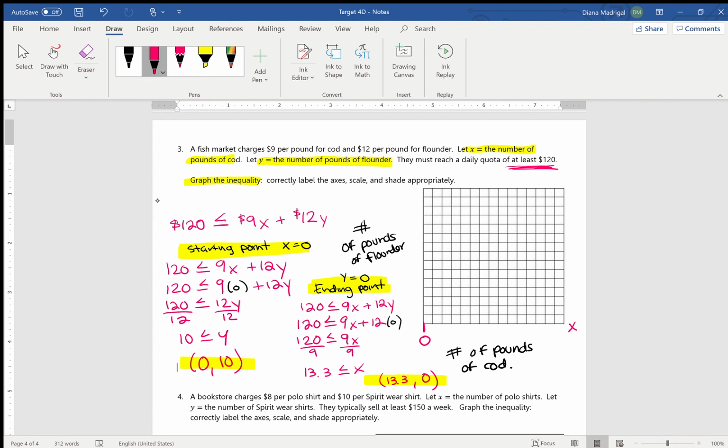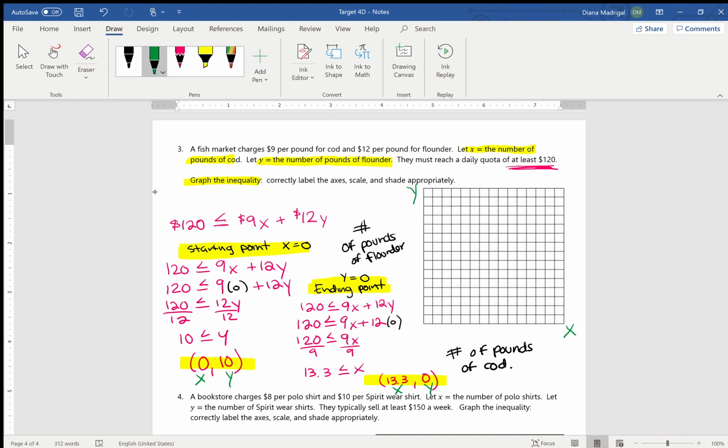I'm going to change my color here. I'm going to put green. So I need the scale numbers for x and the scale numbers for y. You're going to use those two coordinate points that you found, the starting point and the ending point. Again, these are the x values, and these are the y values. From the x, you notice that it goes from 0 to 13.3. That means I could put my scale from 0 to 15. Why not? Or I could go from 0 to 20. It all depends on how you want to do this.